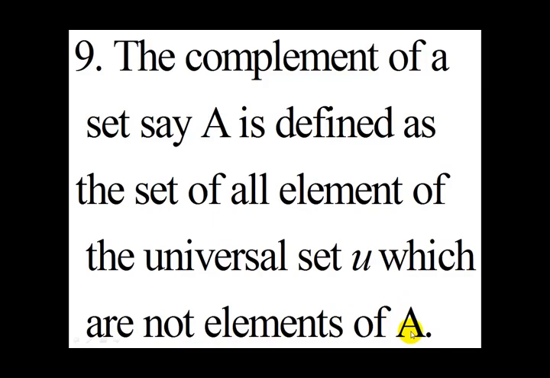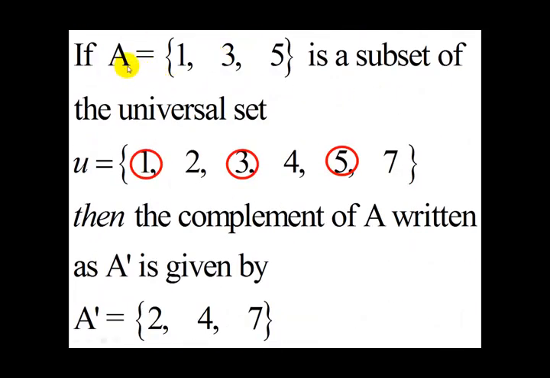Let's look at this illustration so you understand what we mean by a complement of a set. Considering the set A, the elements are 1, 3, 5, and A is a subset of the universal set U equals 1, 2, 3, 4, 5, 7. The elements of the set A can all be found in the universal set. However, there are some elements that belong to the universal set U but do not belong to A. And the elements are 2, 4, and 7.